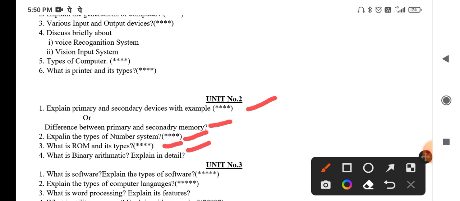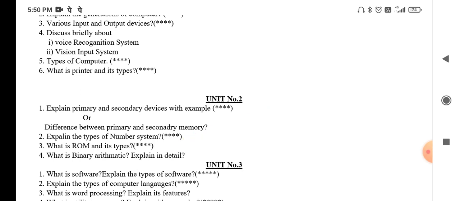On the zeros and ones, what are the different types of binary arithmetic operations? You know what the meaning of arithmetic is here: addition, subtraction, multiplication. These things are nothing but arithmetic. So on binary numbers, what are the operations which we can perform? Those arithmetic operations we have to explain. So this is about unit 2.